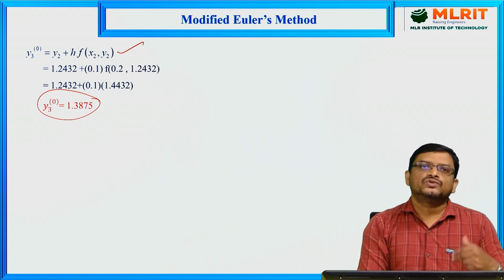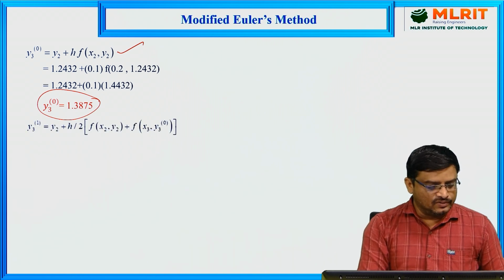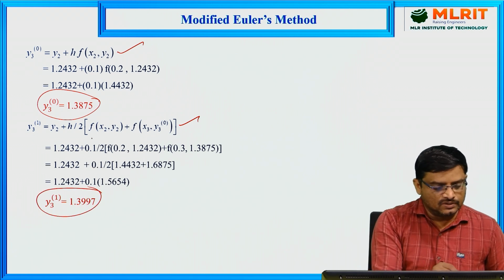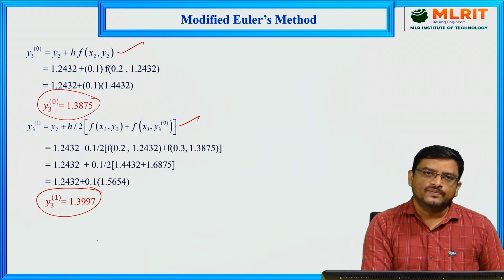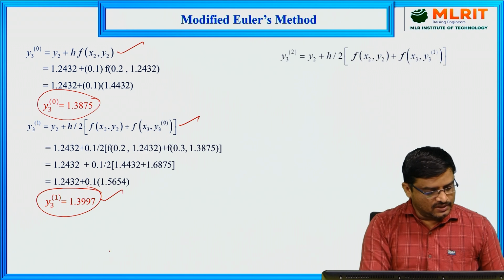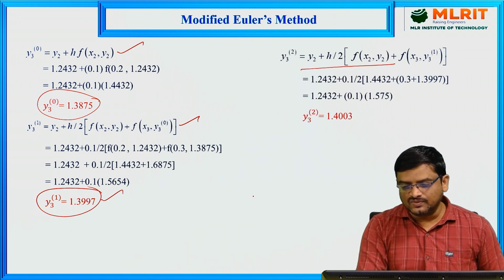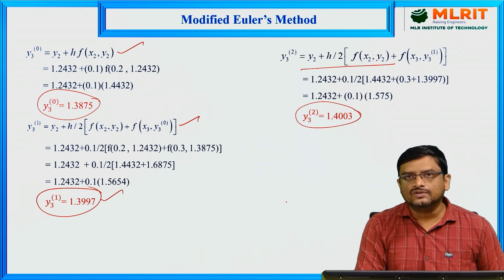Use this to find the first approximation of y3 using modified Euler's method. Use this formula to find the first approximation of y3 and simplify the values. Follow the same procedure we followed in step 1 and step 2. You will get the first approximation of y3 equal to 1.3997. Similarly, go for the second approximation of y3. Substitute the values and simplify. You will get the second approximation of y3 equal to 1.4003.